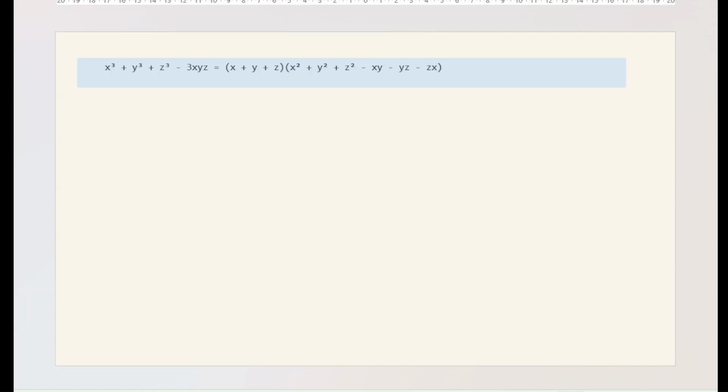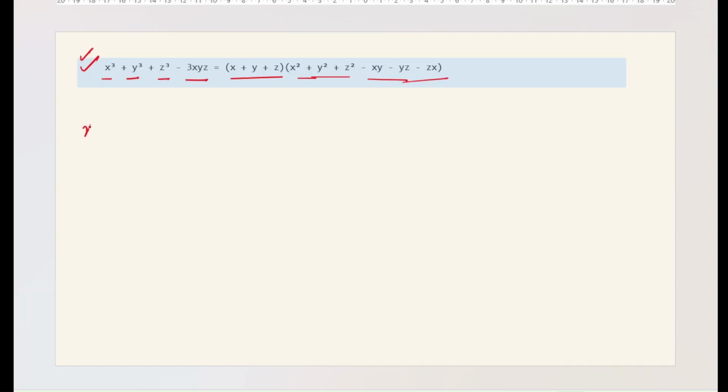Okay. Now next identity, and that is the last identity, and this identity is also very, very useful. What is the identity? Whenever you have three variables, x cube plus y cube plus z cube minus 3xyz, that is equals to x plus y plus z multiplied by x square plus y square plus z square minus xy minus yz minus zx. This is a very important identity.